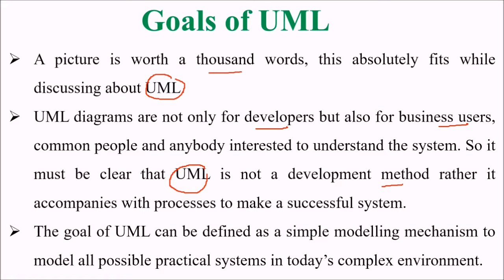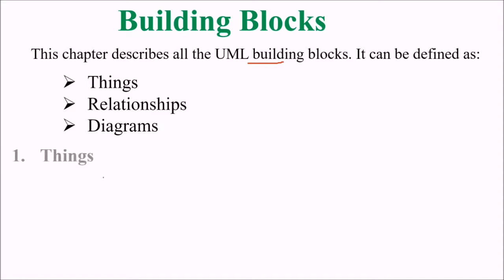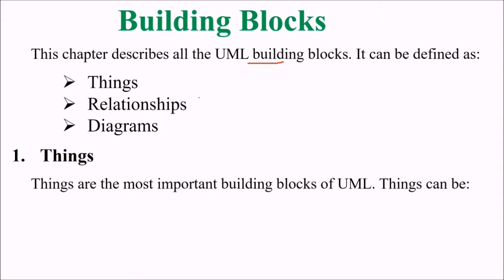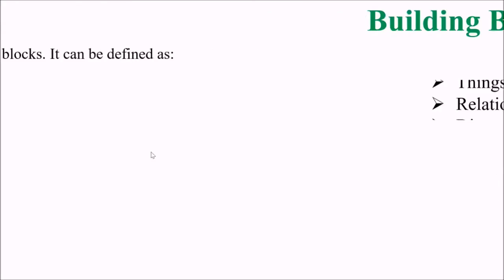The goal of UML can be defined as a simple modeling mechanism to model all possible practical systems in today's complex environment. What are the building blocks? Now we'll see the UML building blocks, which are things, relationship, diagram. What are things? Things are the most important building blocks of UML, and things can be structural, behavioral, grouping, and annotational, right?